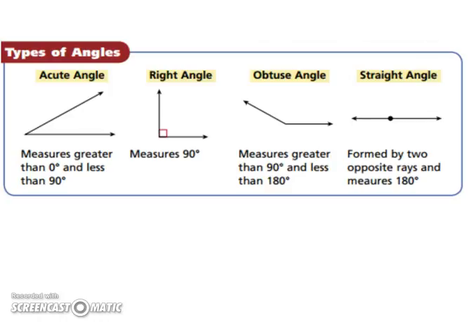An acute angle measures greater than 0 and less than 90. A right angle measures 90. An obtuse angle measures greater than 90, but less than 180 degrees. So if it's 180 degrees, it cannot be obtuse. It could be a straight angle though. Formed by 2 opposite rays and measuring 180 degrees, that would be a straight angle.